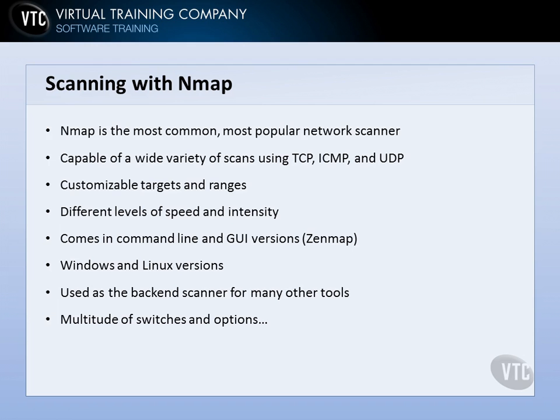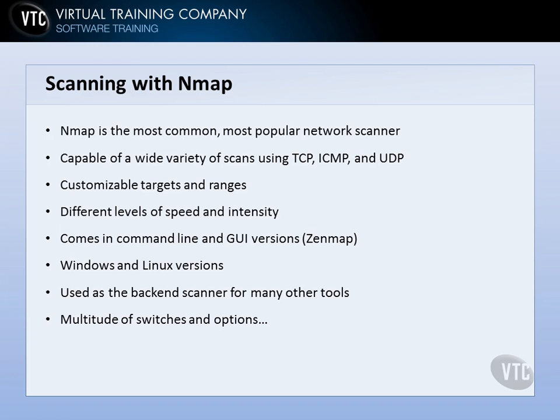Now, Nmap's capable of conducting a wide variety of scans using all the different protocols we've talked about, TCP, ICMP, and UDP, and different variations. In fact, you have customizable targets and ranges and customizable scans. You can vary the levels of speed and intensity in order to not be detected by an IDS. You can also alter the type of scan in terms of what packets are sent. You might want to do that because you might be targeting a specific OS or a specific type of device, and you only need to send packets specific to that device to get certain things back.